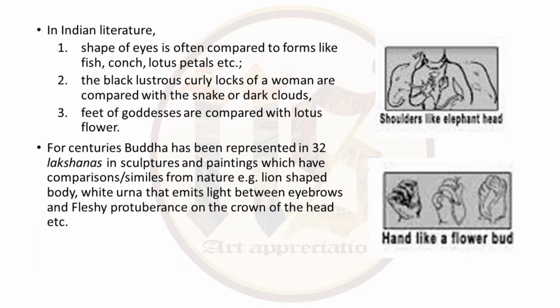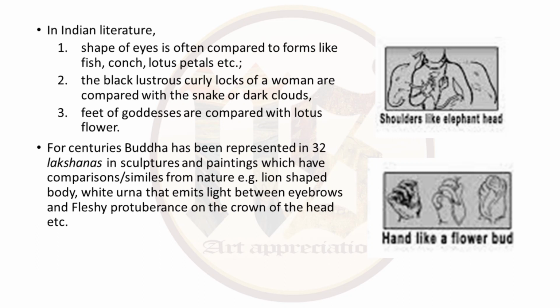If the writer has said that the shape of the eyes of a girl are like a fish or lotus petal, the artist will make it a point to make the shape of eyes like that. If the writer has said that the hair are as black as snake or dark clouds, the artist makes sure that the darkness of hair is as much as the dark snake. If the feet of goddesses are compared with lotus flower, the artist makes sure that the feet are delicate as the lotus flower. For centuries, Buddha's form has been made according to the similes and comparisons from nature.